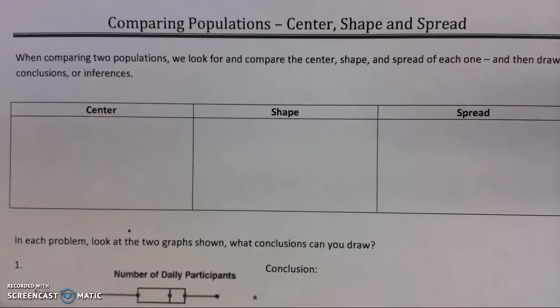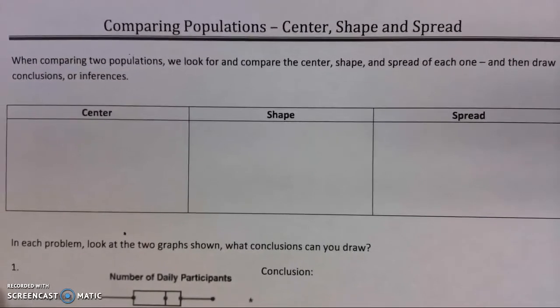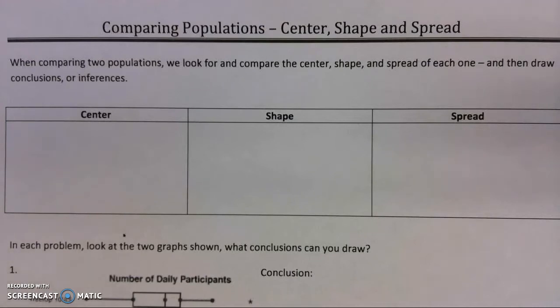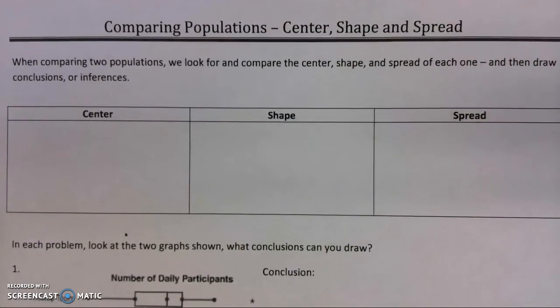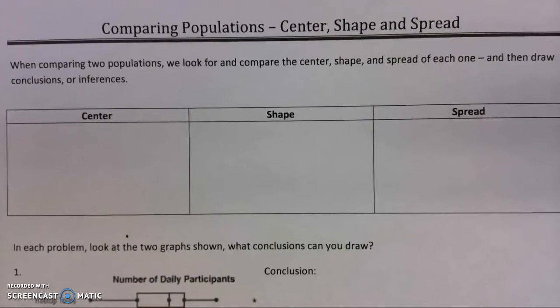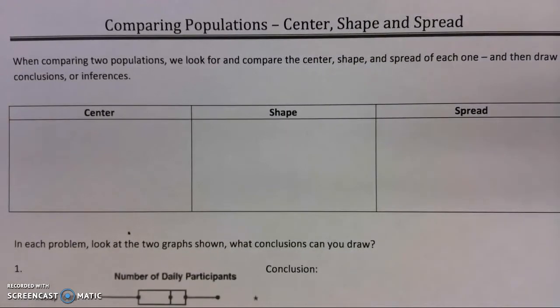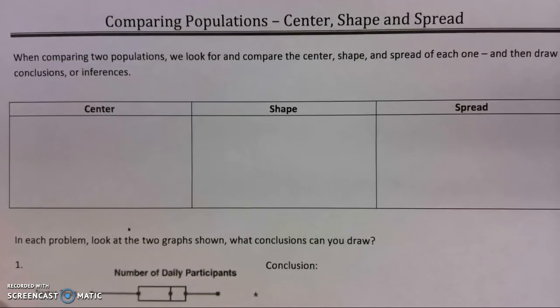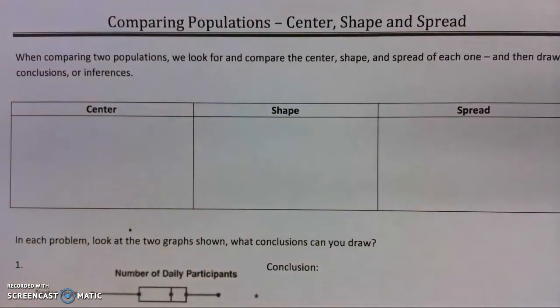Hi everyone. We're going to continue our discussion of using mean and median to analyze data. And what we're going to do today is look at two different graphs and compare two different populations. When we compare populations or graphs, we look for three things. We look for center, so we're going to look at mean or median. We look at the shape of the graph, and then we look at how the data is spread out.